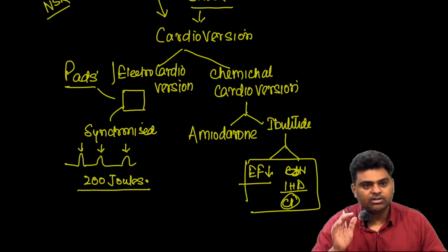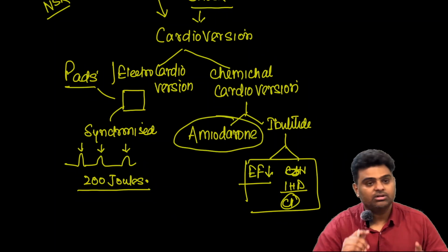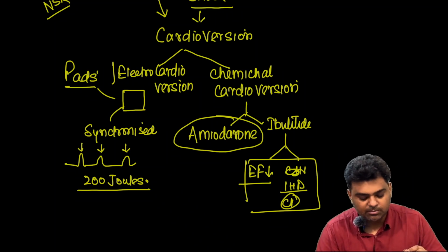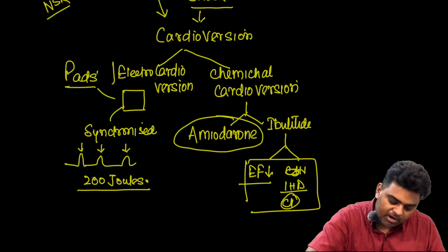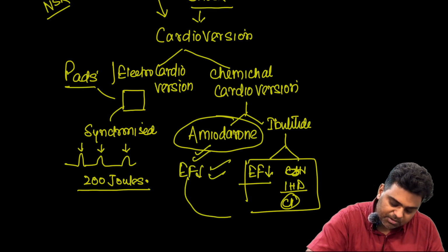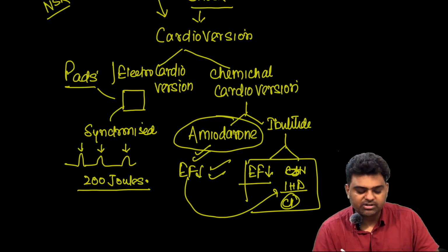Therefore, in most places, especially in India, the drug that is used is amiodarone. Amiodarone is used in most cases, ibutilide is not. Although it is mentioned that ibutilide can also be used, in most cases amiodarone is used, because amiodarone can be used in patients with low ejection fraction, and even in patients with ischemic heart disease. We'll come to these drugs later.